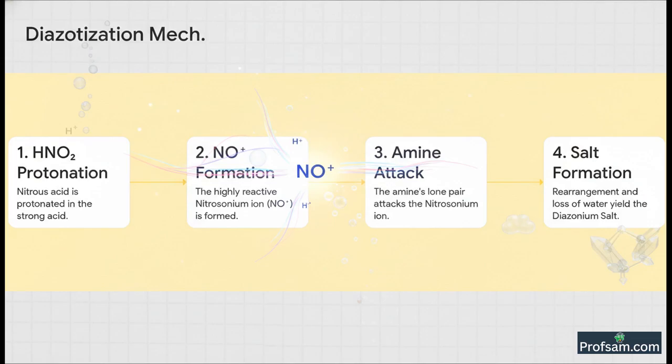And what does it form? It forms a very reactive species called the nitrosonium ion, NO+. This is our real surgeon. Third, the lone pair of electrons on the nitrogen of our amine attacks this surgeon, the nitrosonium ion. And finally, after a few quick rearrangements and losing another water molecule, we get our target, the diazonium salt.